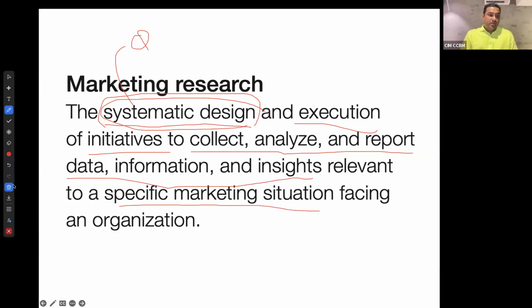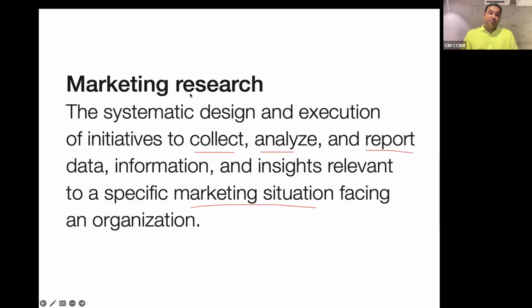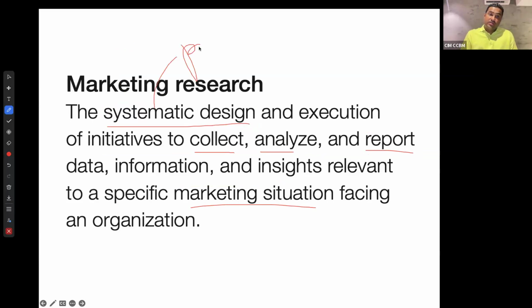So in summary, what it means is you will collect data, analyze data, and you will present data for management decision making. That's what it means, right? This is the definition. So you do it systematically. That means there is a process. I will show you the research process.